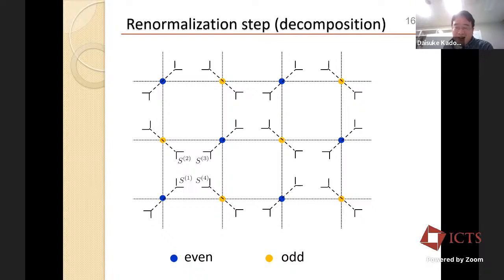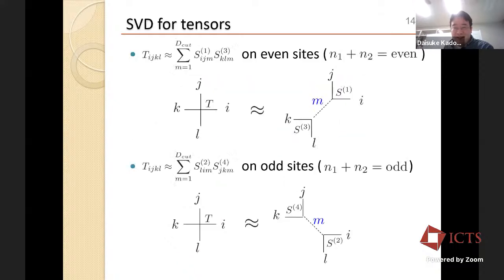So once the corresponding rule is obtained, you can translate the tensor renormalization group method into a Grassmann tensor renormalization group method, like this.